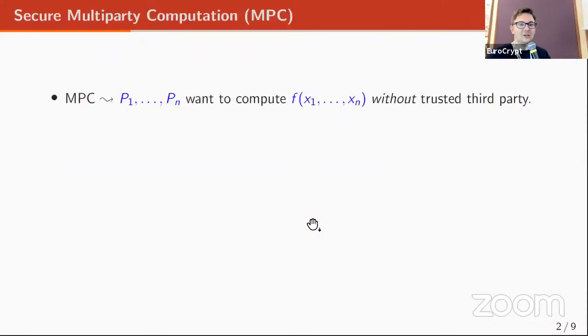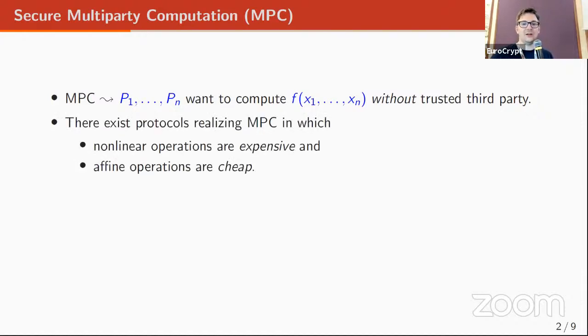So as a motivation, consider the problem of secure multi-party computation, or MPC. Here there are n parties, P1 up to Pn, and each of them has a secret input. And the goal is to compute a function of these inputs without making use of a trusted third party. And each party should learn nothing apart from what can be learned from the output.